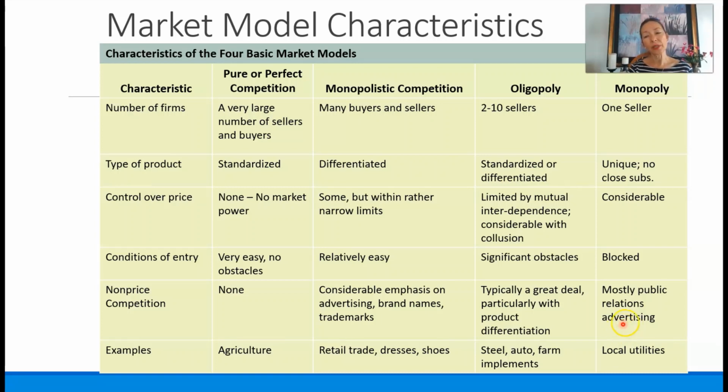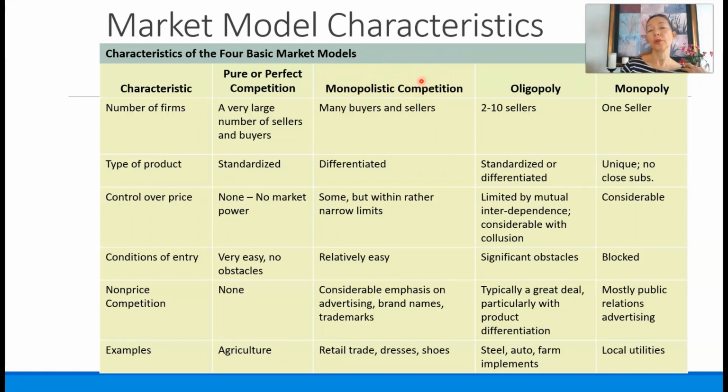And most of the advertising you're going to see is going to be public relations advertising about their contribution to the community, how they are volunteering their time in the community. You'll see more advertising having to do with just public relations and trying to keep a good presence. And again, local utilities is the most predominant example. So here we have these two extremes, and then we have these two structures here that are kind of a blend.